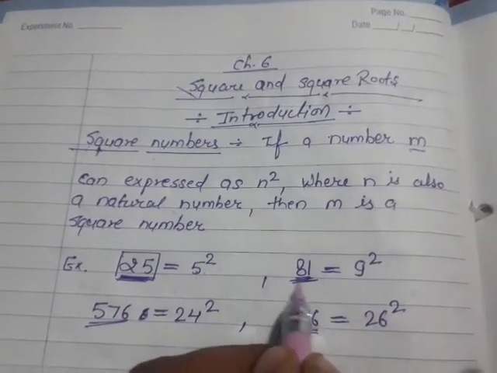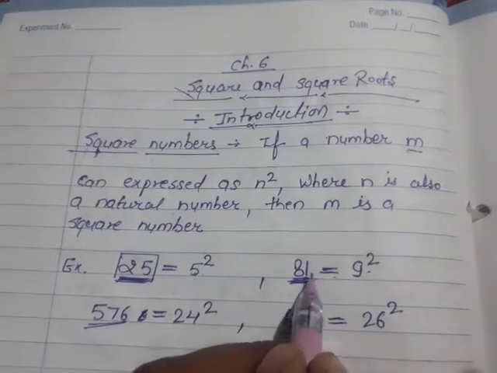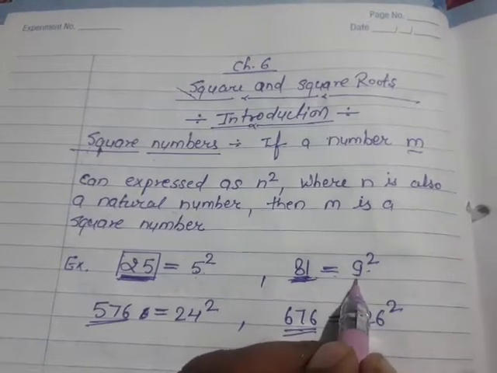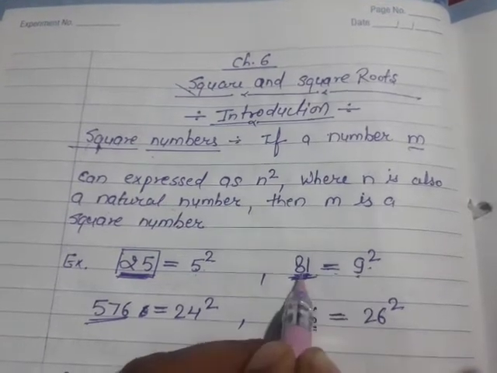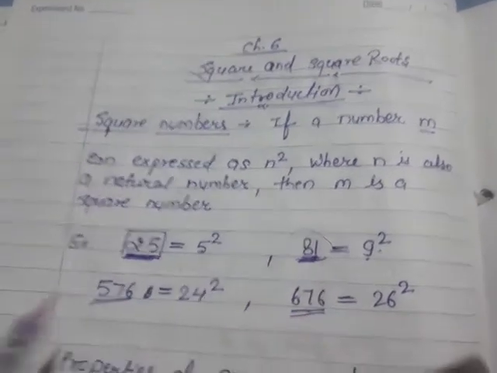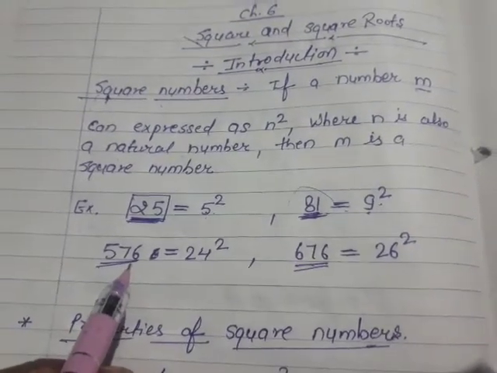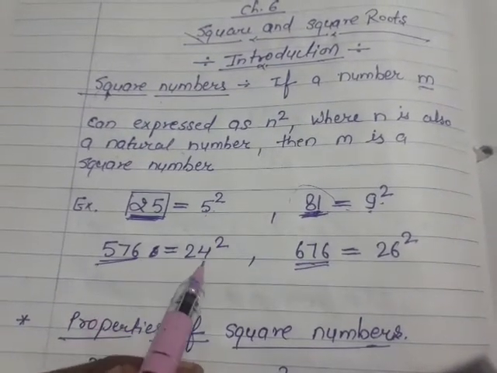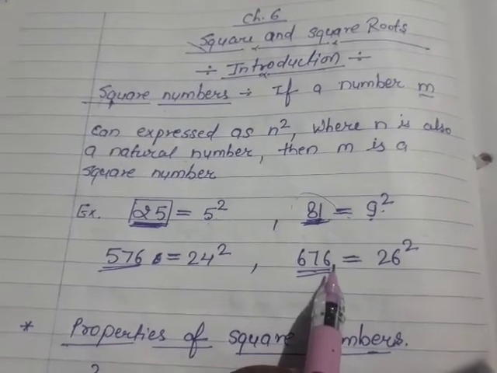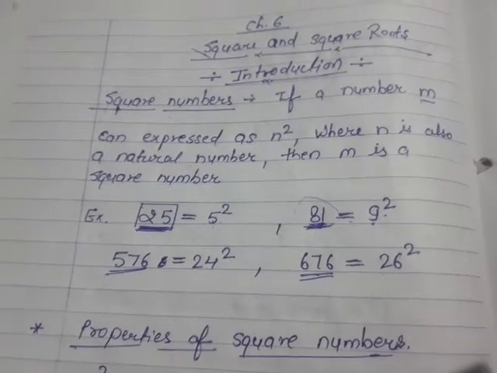81. We can write 81 as 9 square. A number m can be written as the square of another natural number n, so 81 is a square number. Similarly, 576 is a square number because it is the square of 24, and 676 is also a square number. It is the square of 26.